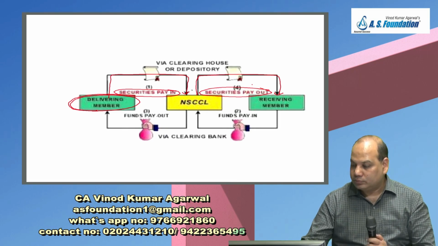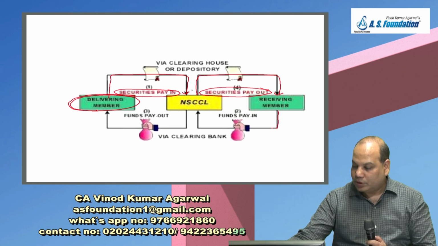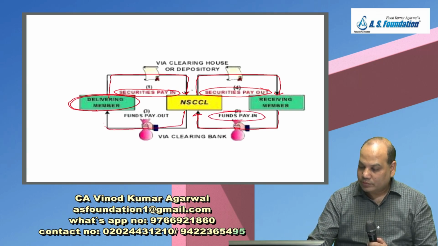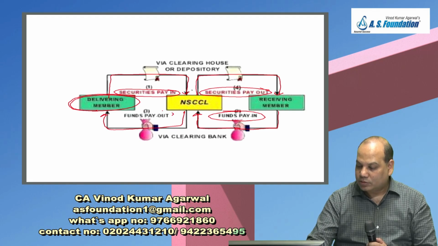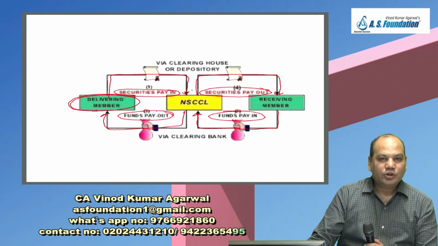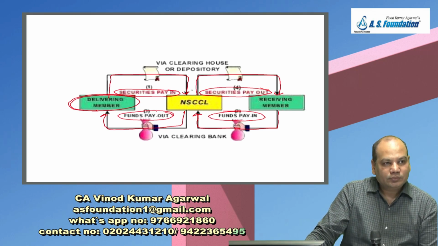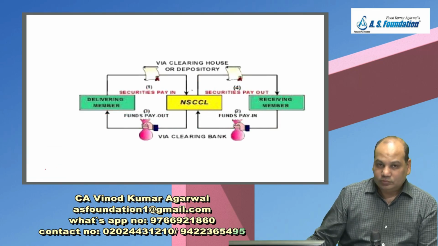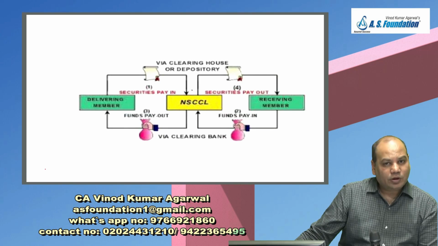And then one party makes the payment to NSCCL. This is funds pay in, and then NSCCL makes payment to the other party, that is funds pay out. This way the cycle is complete. This diagram is very simple. The actual background office work is very complicated.